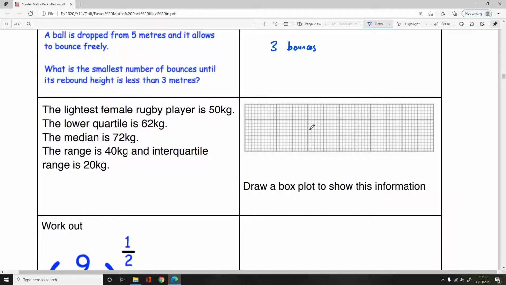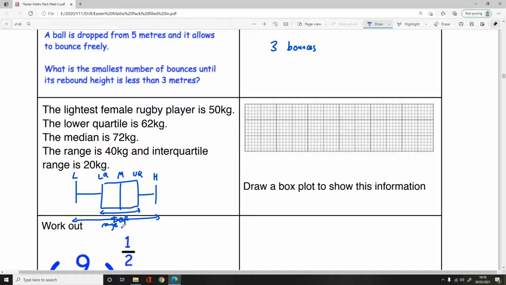Box plot. So we've again had one of these quite recently. Just as a reminder, your box plot needs to look something like this. You've got your lowest value and your highest value. You've got your median in the middle, lower quartile, upper quartile, and then we've also got interquartile range is the difference here, and the range is the difference between the biggest and the smallest.